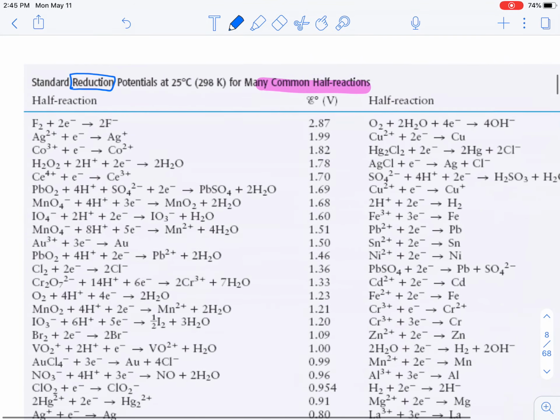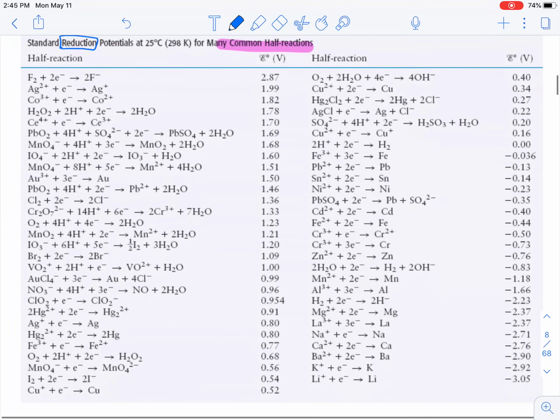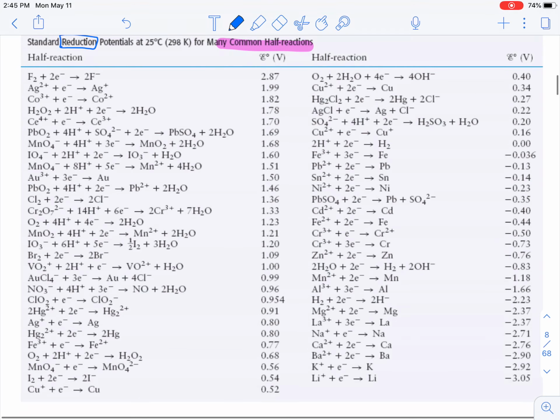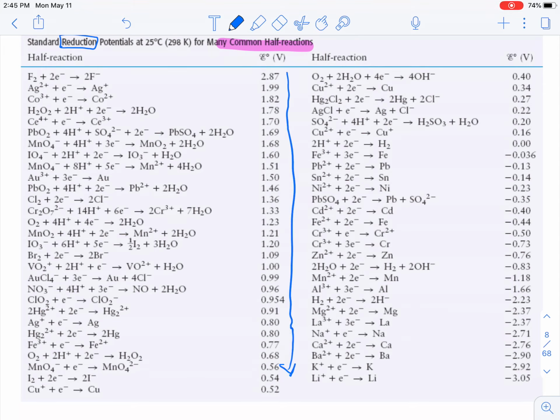And so this lists in order a decreasing reduction potential. We're going from 2.87 all the way down to essentially negative 3.05. All of these potentials that are listed in front of you represent reduction.